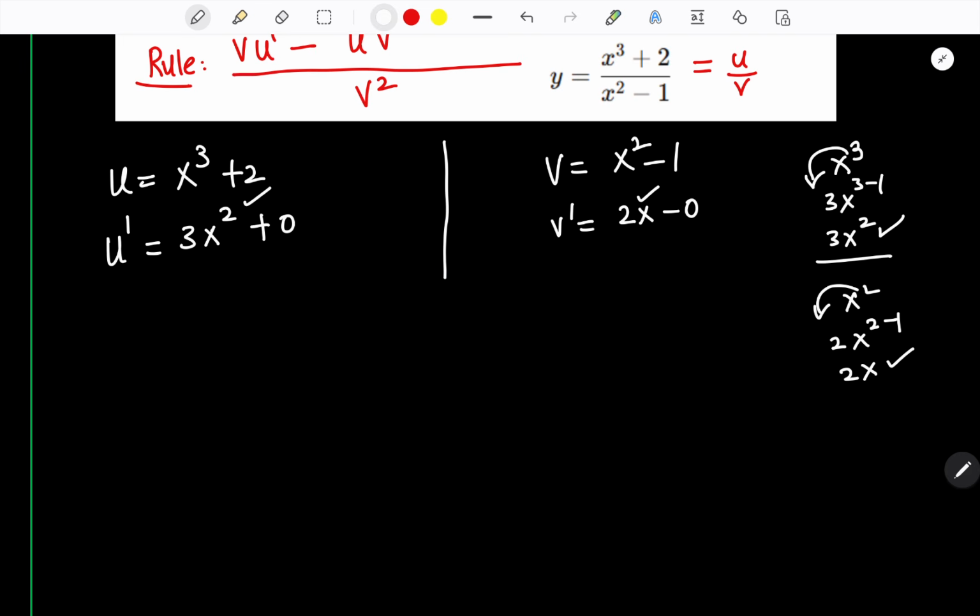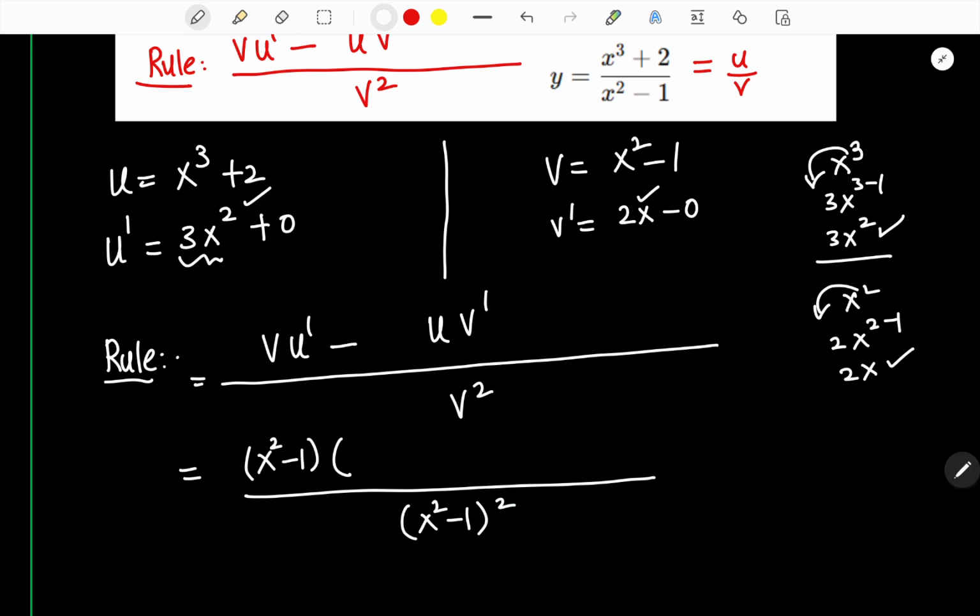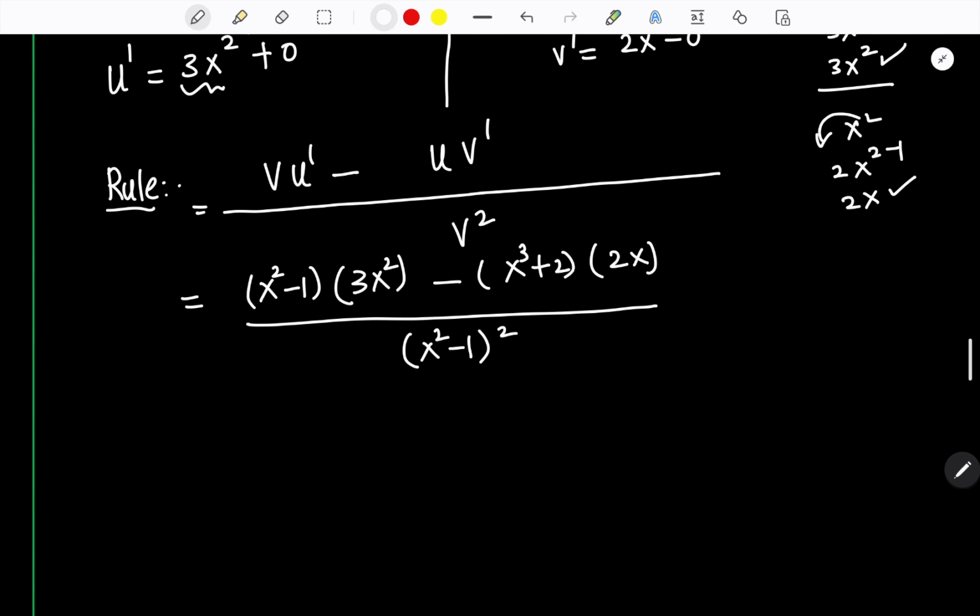Now we are going for what? The rule. So the rule is v square, v u dash minus u v dash. So this equals v square. What is your v? x square minus 1, the whole square. u dash is 3x square, minus u, x cube plus 2. What is your v dash? 2x.